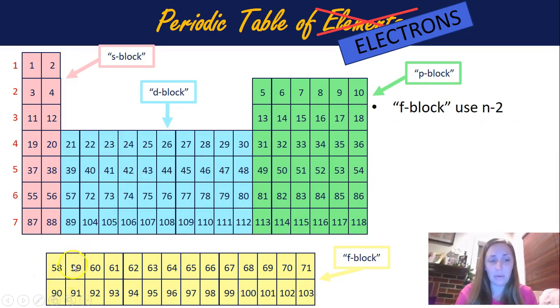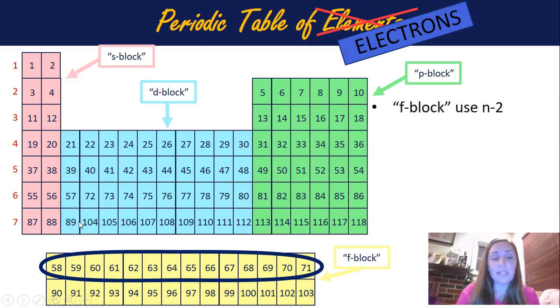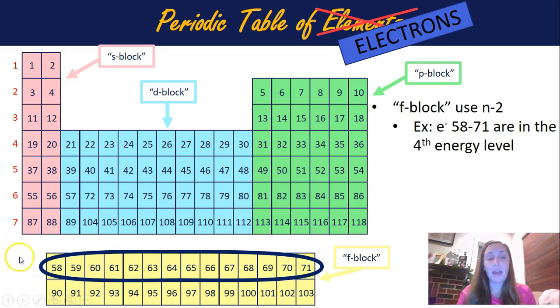The F block here, which remember squeezes in right here, uses the rule N-2. So these electrons, 58 through 71, fit right here. So that would be in the sixth period, or that's what goes straight across. They're called periods on the periodic table. But instead of being in the sixth energy level, you do 6 minus 2. So electrons 58 through 71 are in the fourth energy level.